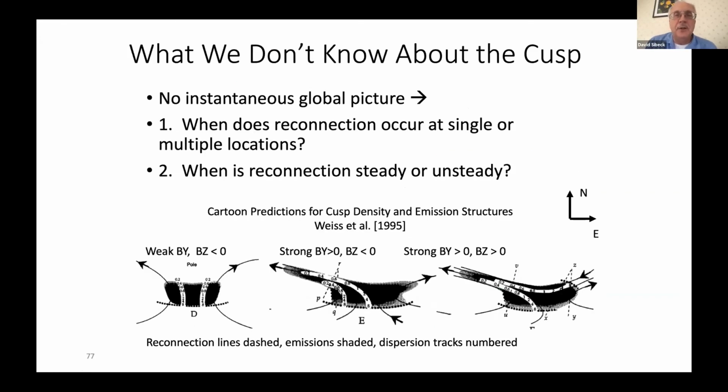What do we not know about the cusp? We don't have any instantaneous global picture. We don't know whether reconnection occurs at single or multiple locations, and we're not sure whether reconnection is steady or unsteady.